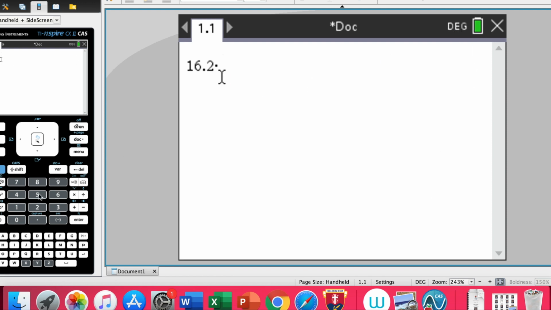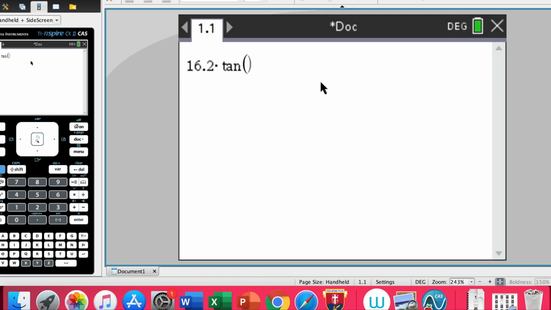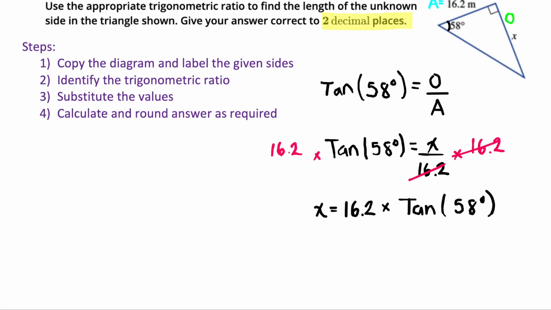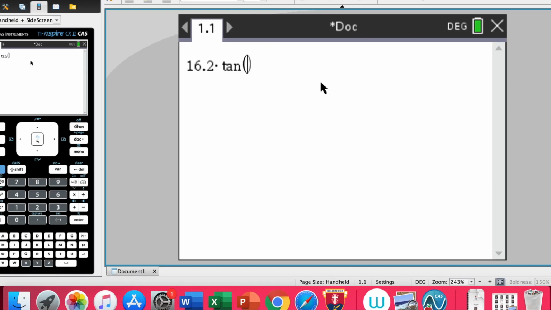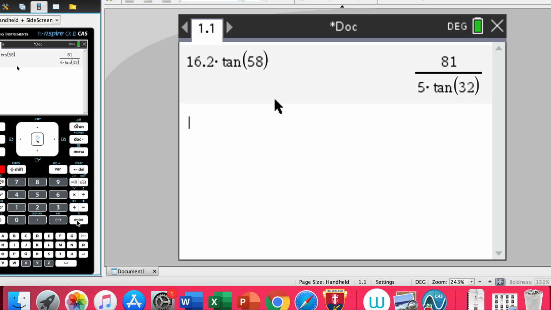So I go and say, okay, my trigonometric ratios, and it's going to be tan of, what is the angle that I needed to do? 58 degrees. And we press enter, and something weird comes up. Remember that we have to press Control Enter, and then we have our value.